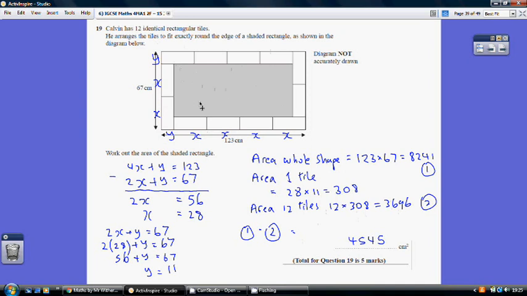So the area inside, this shaded area, has got to be the total area, 8241, take away the area of this white frame, which is 3696, giving us this inner rectangular area of 4545.